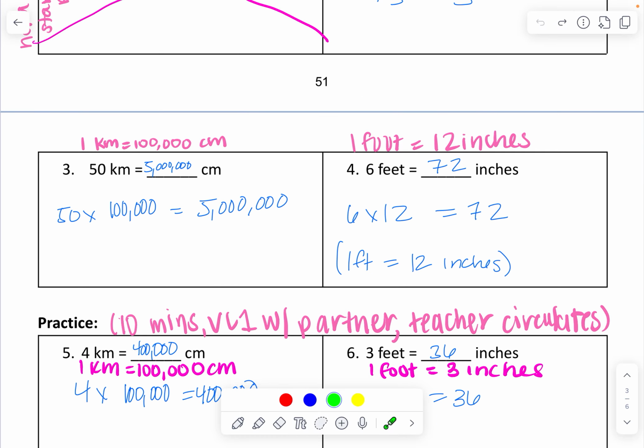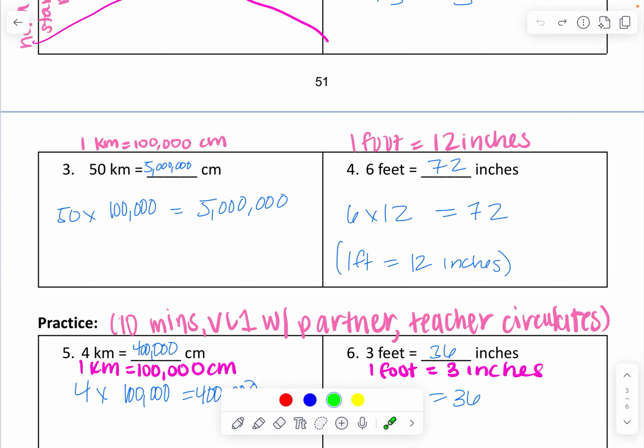Then you will go to question 3. 50 kilometers equals how many centimeters? Well, what is our rule? Let's go back to our rule sheet. We know that 1 kilometer is equal to 100,000 centimeters. So then 50 kilometers, how did I get from 1 to 50? I multiplied by 50. So I also need to multiply 100,000 by 50, which gives me 5 million.